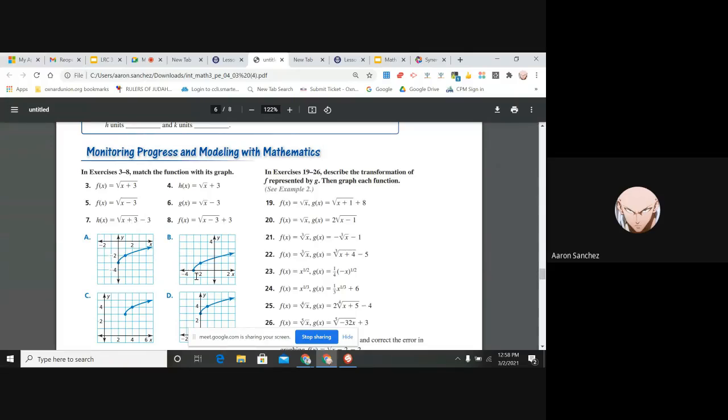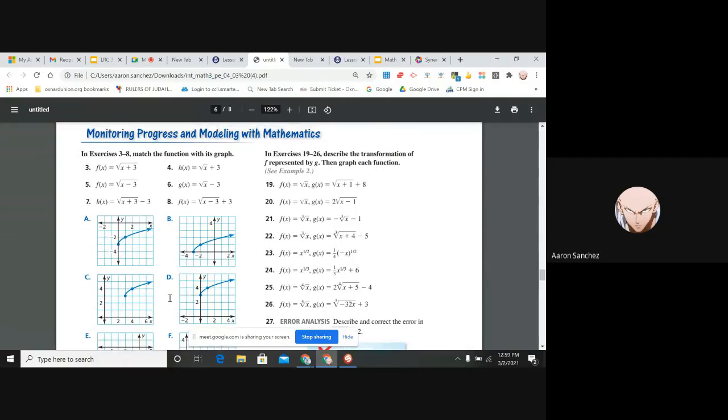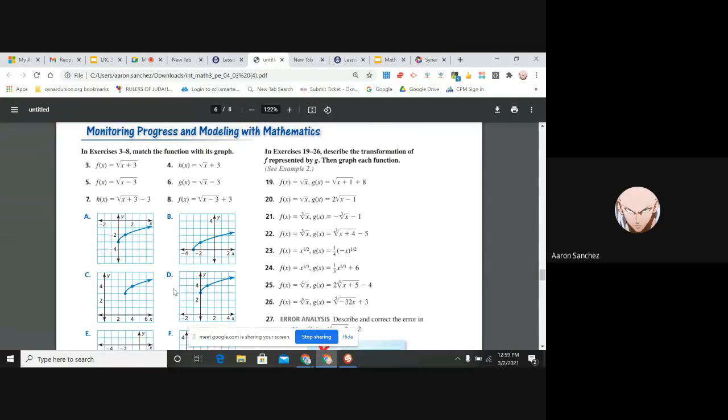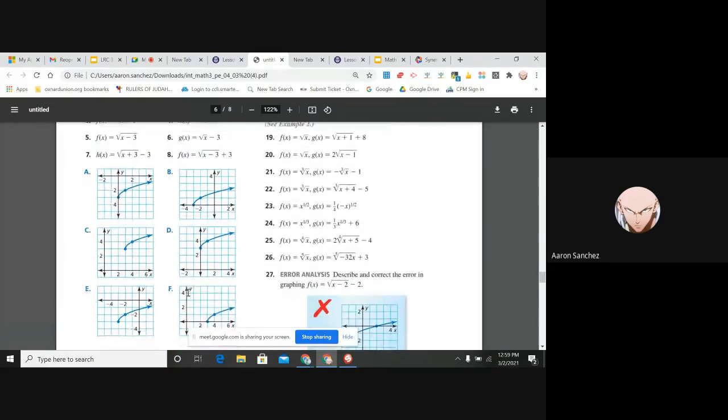So x minus 3. So that means, instead of graphing it, let's match it. That means my x goes to the right 3, which is right here. And there's my square root. Square root of 1 is 1. Boom. That's f. So 5 goes with f.